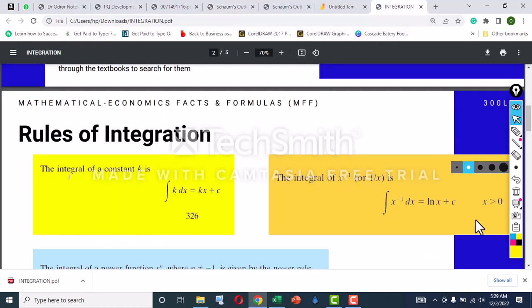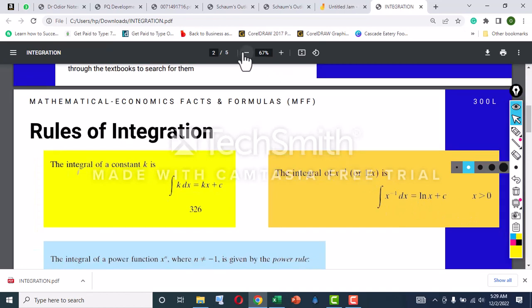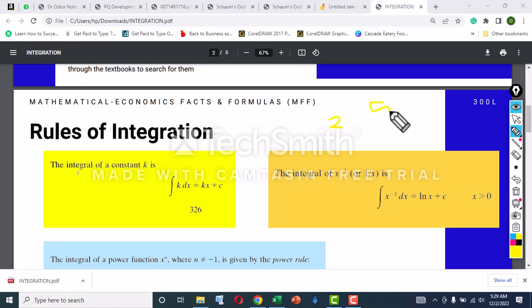So just like differentiation, integration also has its own rules. They are quite simple, so just take note of them. Our rules of integration, the first one is the integral of a constant k. If you are given a constant k, meaning you are given the number 2, for example, to integrate, or the number 5, or the number 8, these constants are represented by k here. So what is the integration of the constant k?